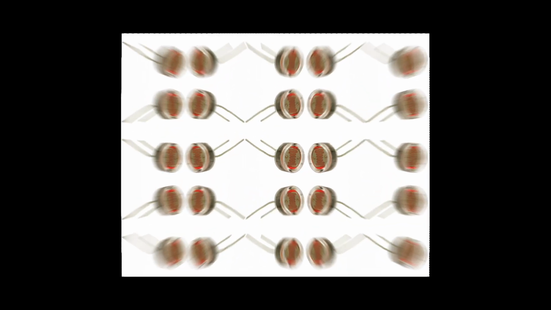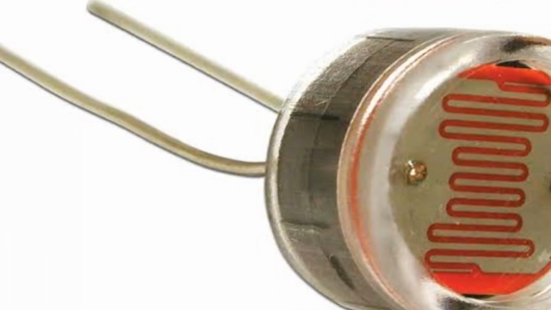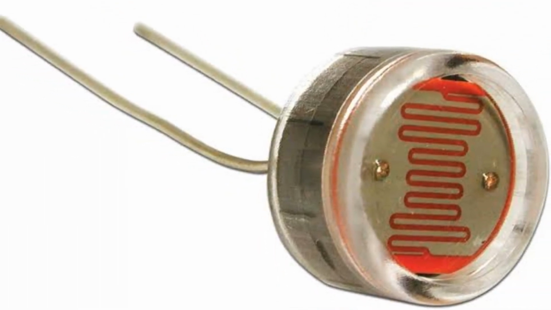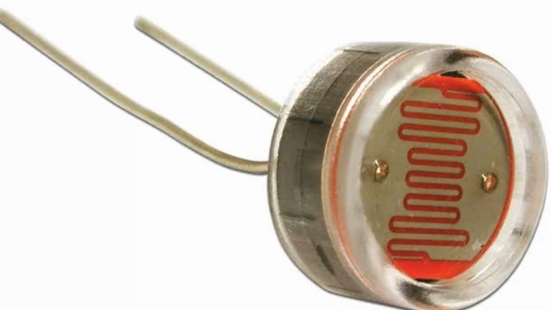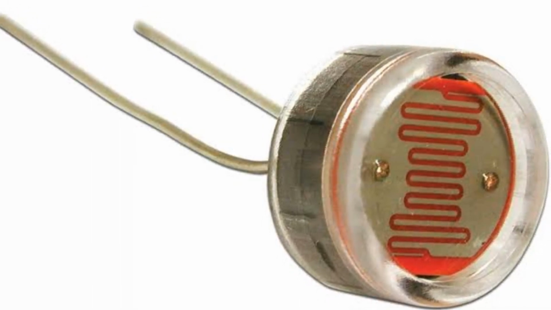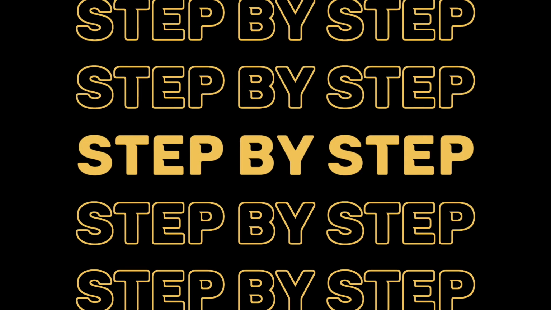To make this project a reality, we'll be using a photoresistor, also known as an LDR, to measure the intensity of light in its environment. As the light level changes, the photoresistor's resistance alters, allowing us to control the behavior of an LED connected to our Arduino board. Throughout this video, we'll guide you step by step through the circuit setup, explain the coding involved, and showcase the final results.